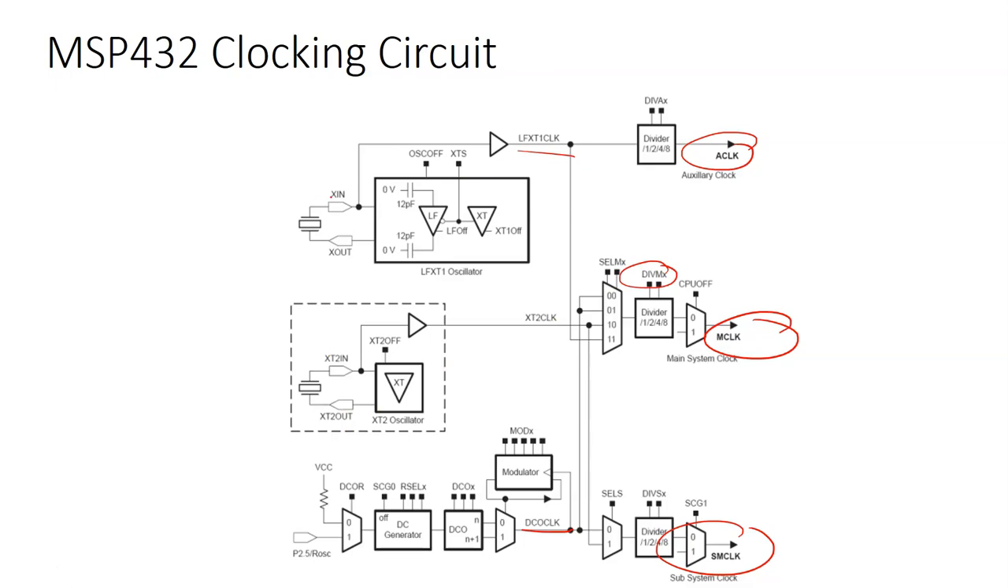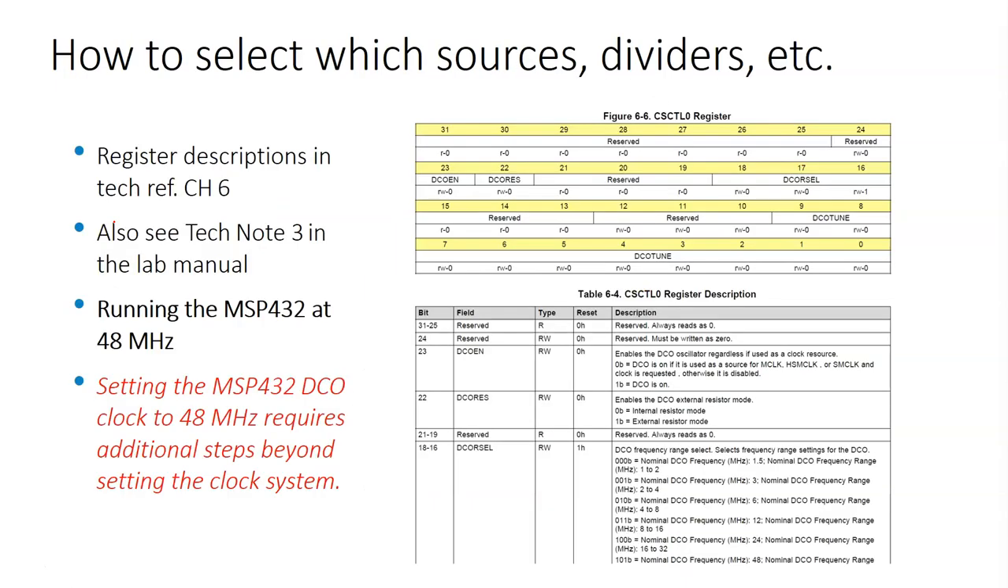Over here on the left, we can see we have this external crystal, for example, for the LFXT clock source, and this internal oscillator. The DCO has several internal control signals that we can use to change the DCO configuration and clock frequency. If you look up in the technical reference manual, you'll see several control registers associated with that. For example, the CSCTL0 register, which has a parameter, DCORSEL, to select the nominal frequency range for the DCO, as well as a tuning parameter that we can use to set those. You can look this up in Chapter 6 in the reference manual, as well as technical note 3 in the lab manual. There's some good tips there.